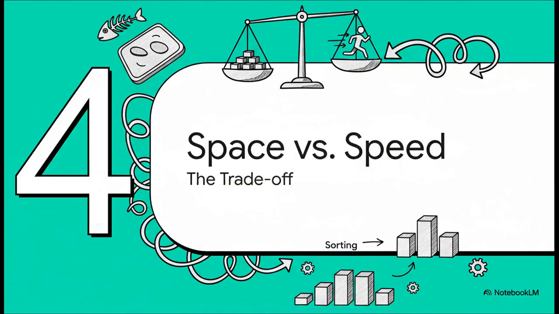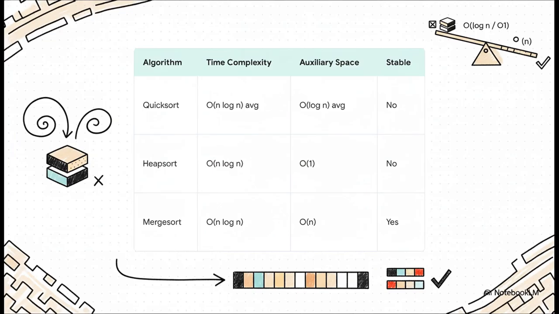And this becomes really clear when we start talking about sorting. Just take a look at this comparison. Algorithms like quicksort and heapsort are the champs of space efficiency. I mean, O of log n, or O of 1 auxiliary space, is fantastic. But they sacrifice something called stability. So what's that? A stable sort preserves the original relative order of equal elements.